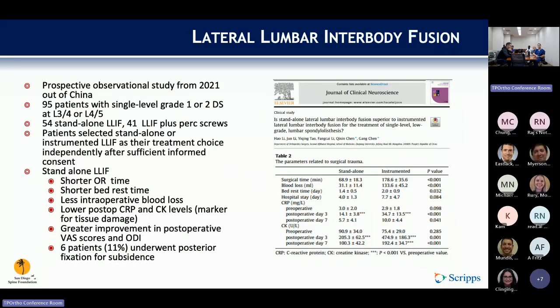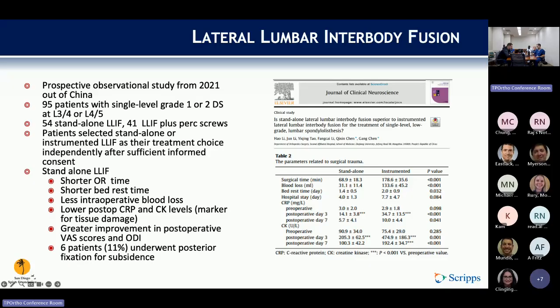They found that standalone laterals had a shorter OR time, shorter bed rest time, and less intraoperative blood loss. They measured post-op CRP and CK, which they thought was a surrogate for tissue damage in general. They had greater improvement in post-op VAS scores and ODI. Ultimately, 6 patients, or 11%, underwent posterior fixation for subsidence, which we would think is probably a little bit too high.